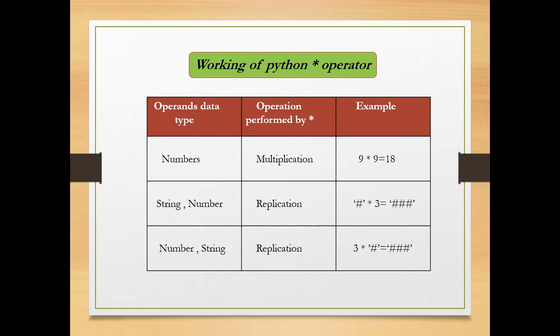Similarly, if it's in the other order, if the first one is number and the second one is string, still, because one of them is string and the other one is number, it is going to give you replication. Now remember, multiplication or the asterisk sign or the replication operator, whatever you refer to it as, will not work if both the operands are string. Okay.